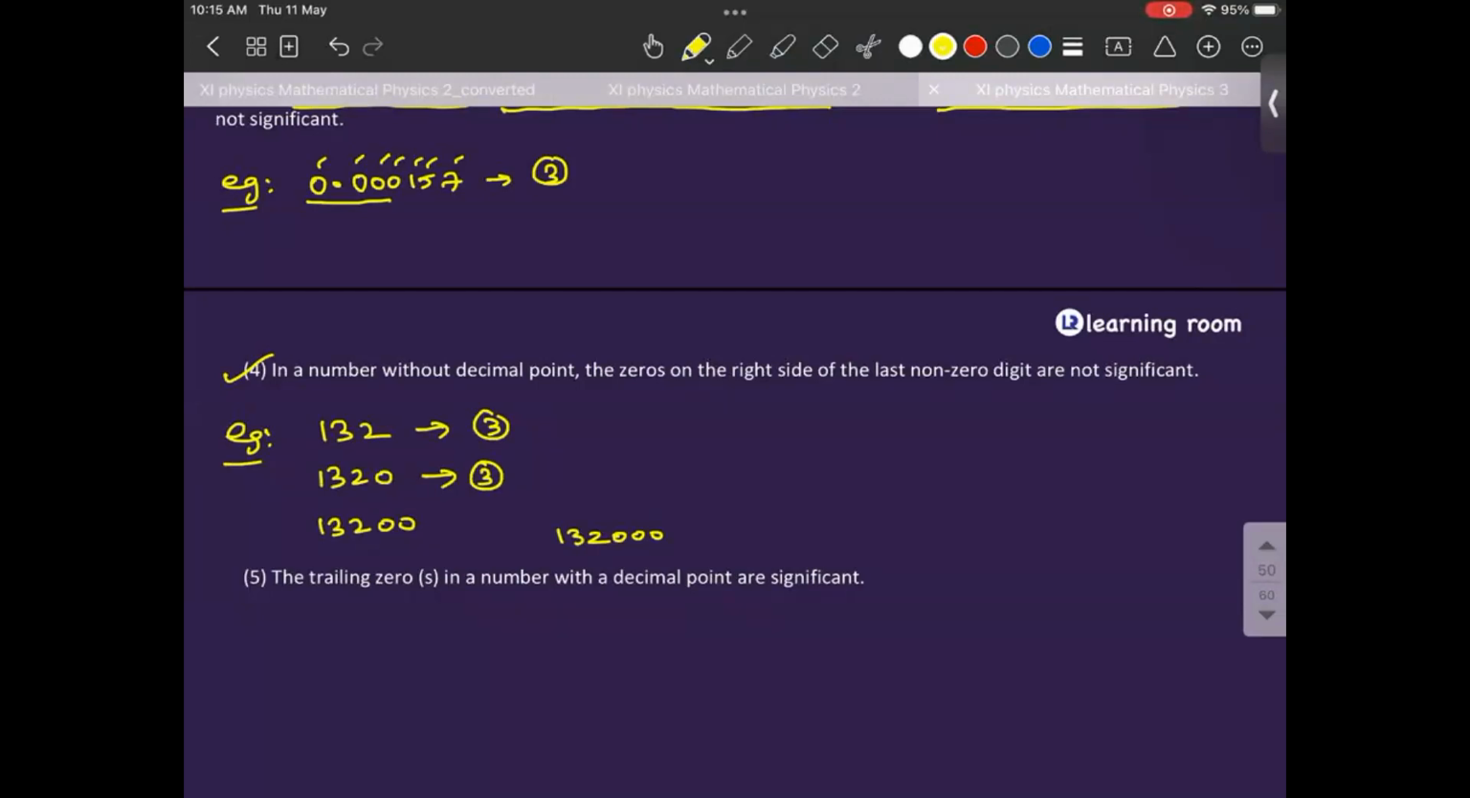But when will the zero become significant? If there is a non-zero digit after the zero, then it will become significant according to the second point. You're able to understand? So here also it is 3, and here also it is going to be 3 only. I hope it is clear.